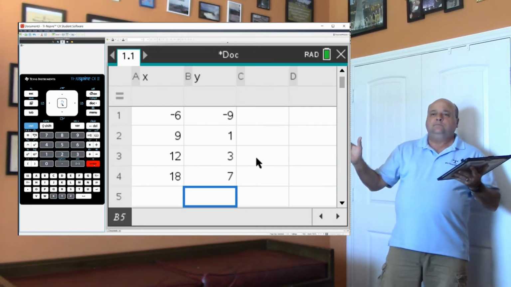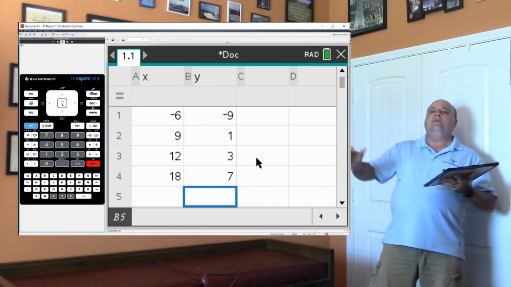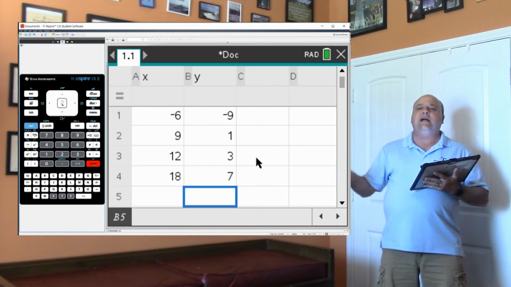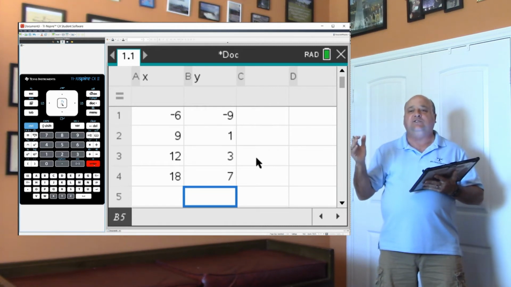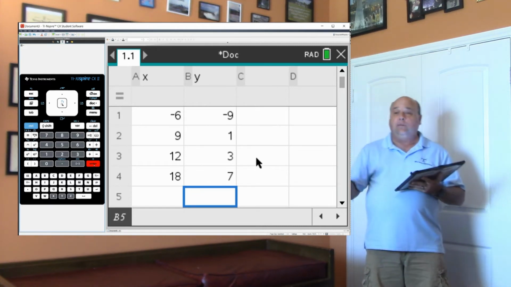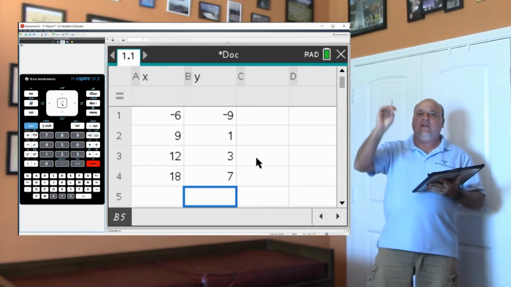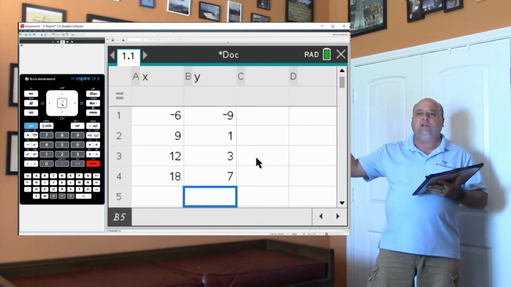Everyone with me? Piece of cake so far. Now the next part is kind of steppy, but after you do this 2 or 3 times, it gets easy. Trust me, it gets easy. You're going to be thinking, oh my God, I'm never going to remember it. It's not hard, okay?